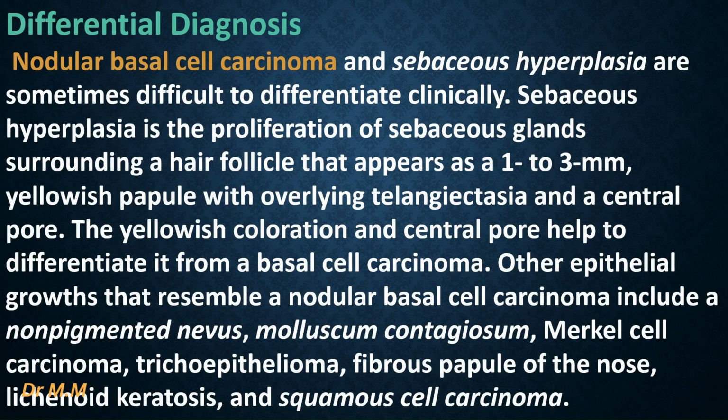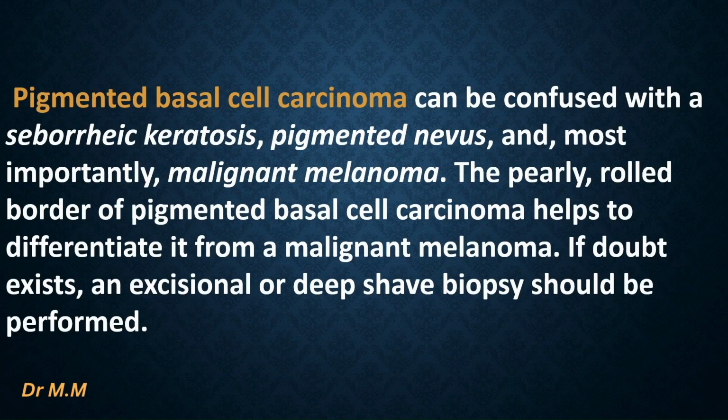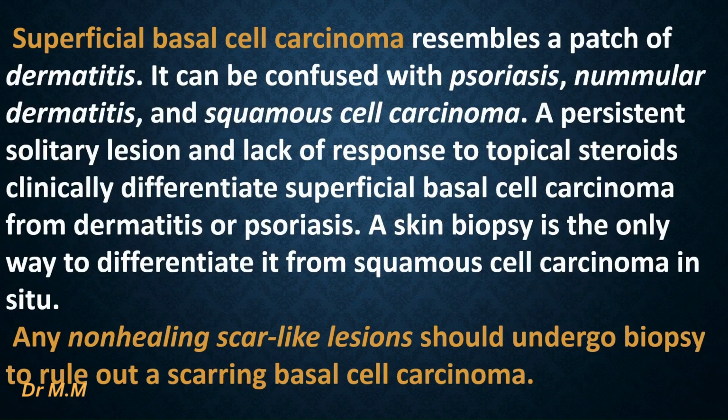Other epithelial growths that resemble a nodular basal cell carcinoma include a non-pigmented nevus, molluscum contagiosum, Merkel cell carcinoma, trichoepithelioma, fibrous papule of the nose, lichenoid keratosis, and squamous cell carcinoma. Pigmented basal cell carcinoma can be confused with a seborrheic keratosis, pigmented nevus, and most importantly, malignant melanoma. The pearly border of pigmented basal cell carcinoma helps to differentiate it from a malignant melanoma. If doubt exists, an excisional or deep shave biopsy should be performed.